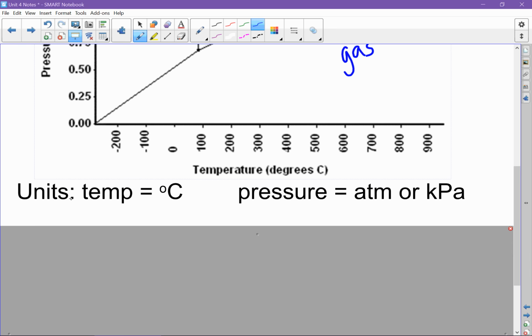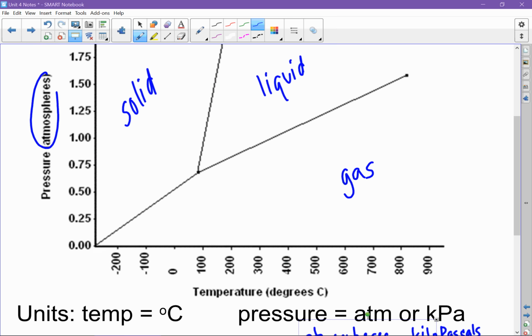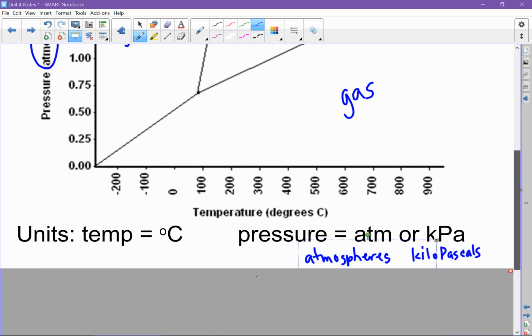On this graph, we have two things: temperature and pressure. You know that we always have to have units on our numbers. Temperature, your unit will be degrees Celsius. And pressure could be atm, which stands for atmospheres, or it could be kPa, which stands for kilopascals. Now you don't have to guess, you'll just look on the graph. Like if I look at this one up here, this graph is in atmospheres. Just want you to know that atmospheres means pressure.